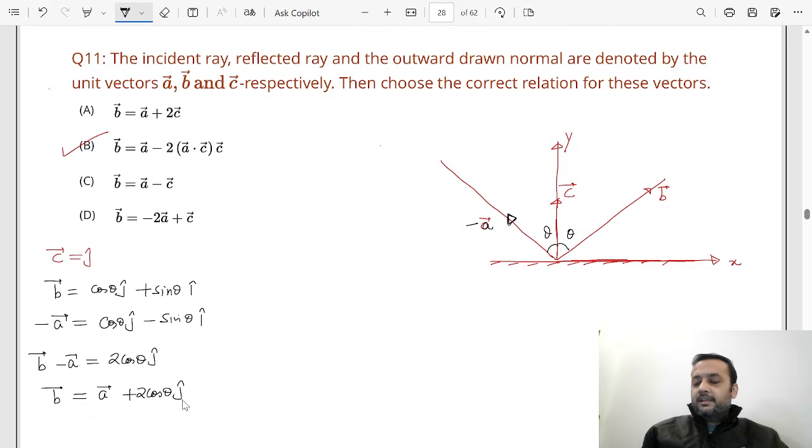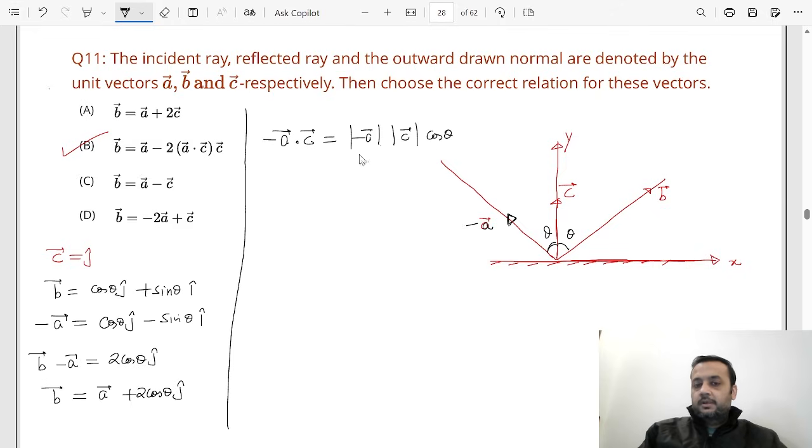Okay, now how do we get the value of theta? Very simple. If you look at minus a vector and if you look at c vector, the angle between them is theta. Okay, so if I take the dot product of minus a and c, minus a dot c is how much? Mod of minus a into mod of c into cos of the angle between these two. Now mod of minus a is 1, mod of c is also 1, and cos theta is cos theta. So that means cos theta is nothing but minus a dot c. So in this relation we can put b equals a vector, cos theta is minus a dot c, so this will become minus a dot c.